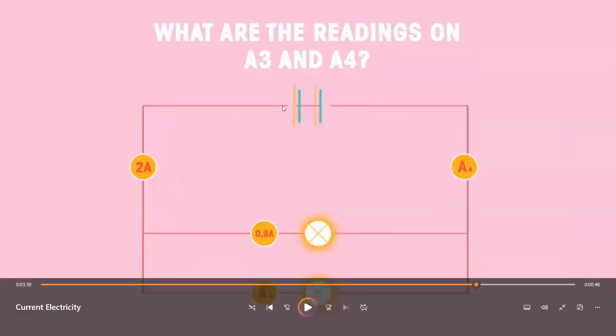Now we have a parallel circuit. The main branch has a current of 2 amperes. When 0.8 enter the upper branch, how much will go to the lower? All the rest. So I'm going to do 2 minus 0.8, which is 1.2. Good job. And then A4, both branches, the 0.8 and the 1.2, will collect together. So they will become 2 ampere again.